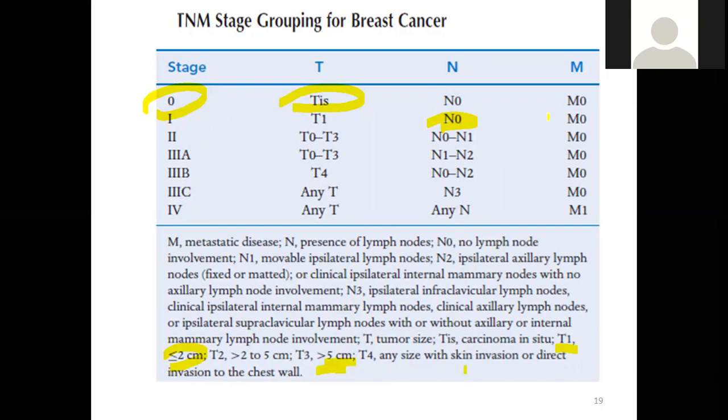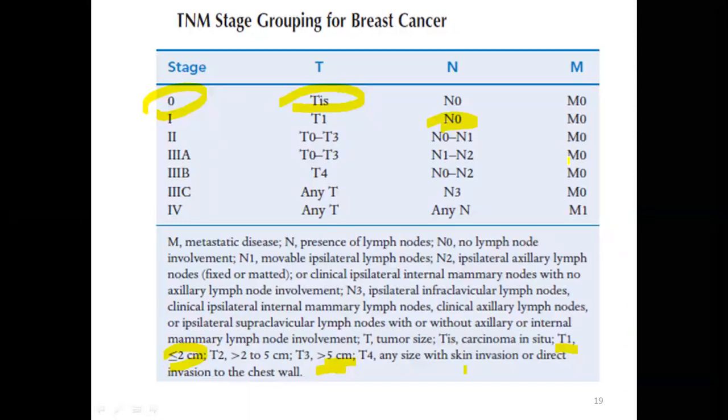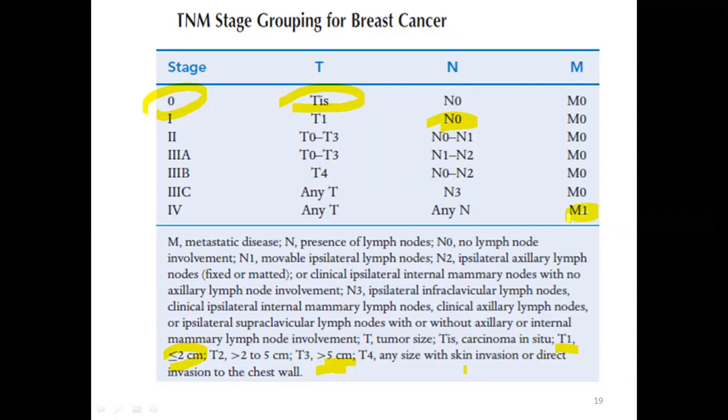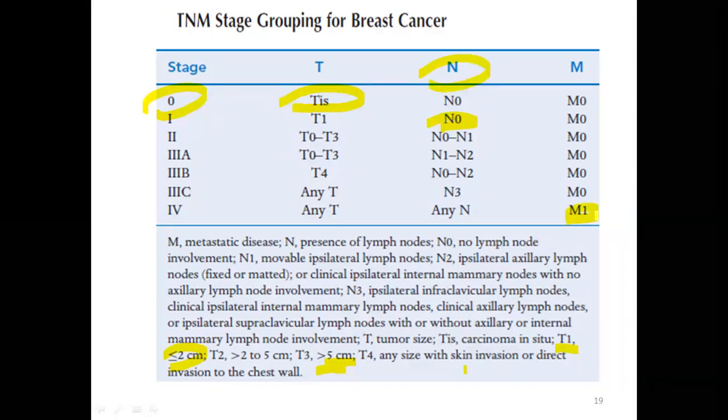Anyway, this is how they are going to stage. This is not as such important for you, but if you are interested, you can look into it. Most of the time, it is the role of the oncologist to stage. Then M0 means no metastasis, M1 means there is metastasis. Regardless of the size of the tumor and lymph node involvement, if there is distant metastasis, we still say the patient has advanced stage breast cancer.